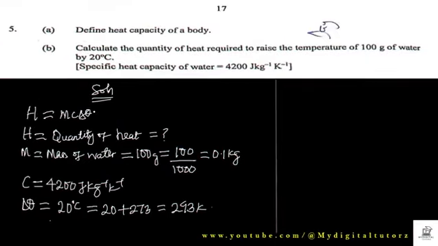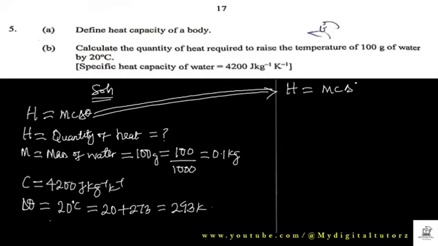The next thing is to bring this your formula, which is H equal to MC change in theta, and substitute the values. What is the value for M? Mass 0.1. What is the value for C? Specific capacity, C is 4,200. What is the value for change in temperature? I have converted it to 293 Kelvin, right? So I'll just put it 293 Kelvin. The next thing is just press your calculator to get your answer.